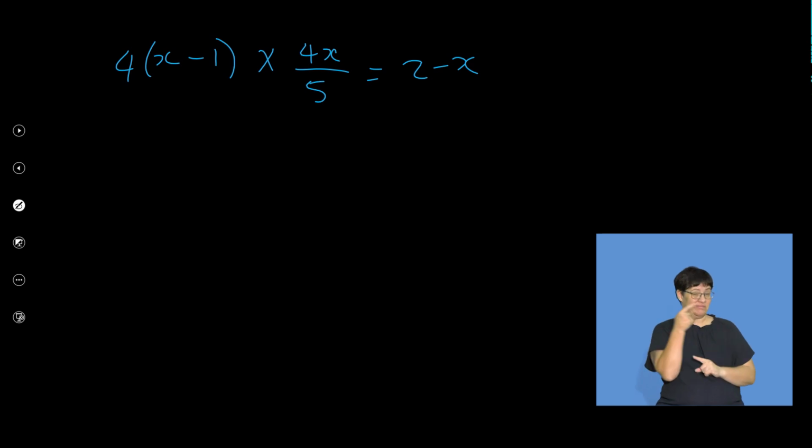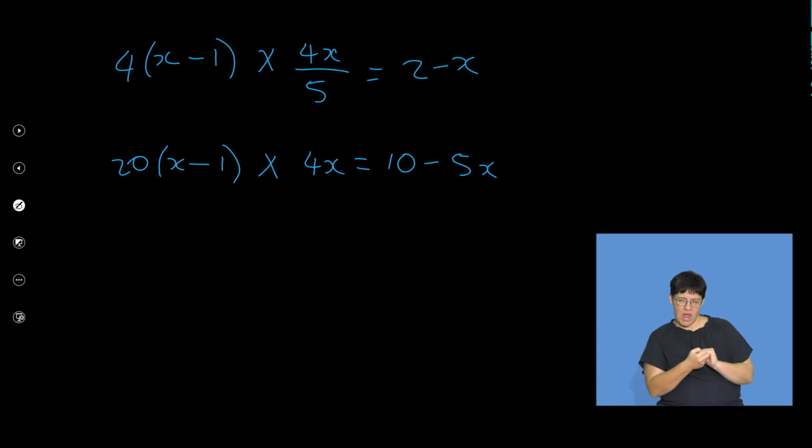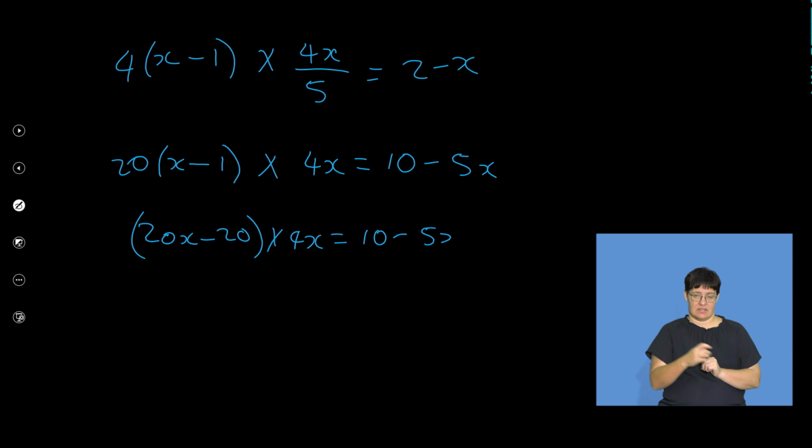Now to solve this, I need to get rid of the fraction, meaning the LCD is 5. If you multiply everything by 5, this will be 20 into x minus 1 multiplied by 4x equals, if I multiply this side by 5, 10 minus 5x. And then from there, I can try to simplify this. Firstly, remove the brackets, meaning it is going to be 20x minus 20 multiplied by the 4x equals 10 minus 5x.